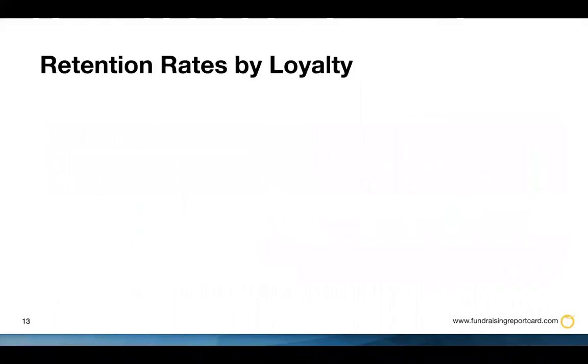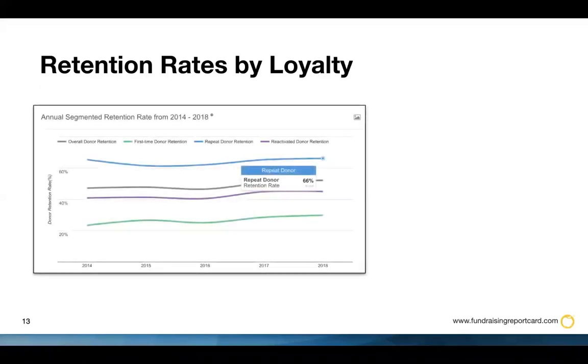We also think it's pretty important to measure retention rates by loyalty. How do we think of loyalty? We think of loyalty in 3 buckets. And on this chart on the left here, you can see the green, which is first-time donor retention, the blue, which is repeat donor retention, and the purple, which is reactivated donor retention. These are 3 different loyalty buckets.